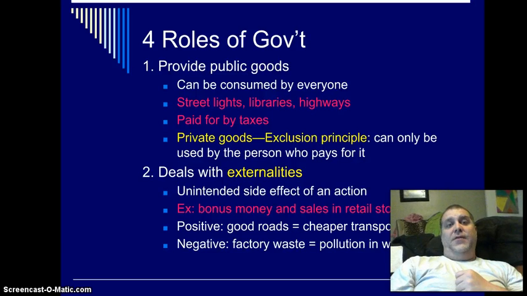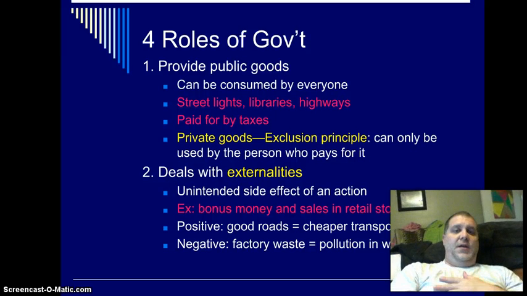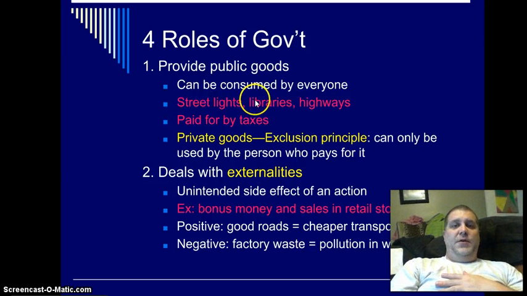And the first role of government is that they're going to provide public goods for us. These can be consumed by anyone. These are your street lights, your libraries, your highways. And these are important to us because these are goods that we can use over and over again. These are paid for by taxes, where you have a federal income tax, you have sales tax, you've got taxes in a lot of different ways that you never even thought about.